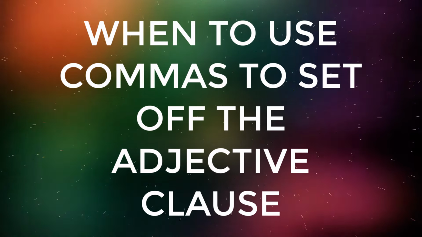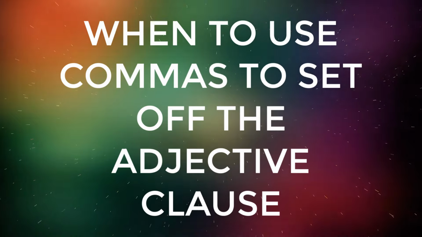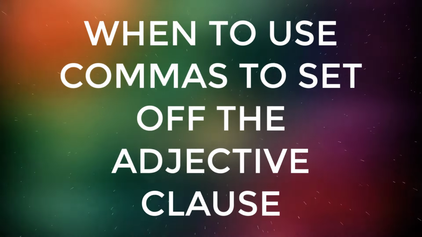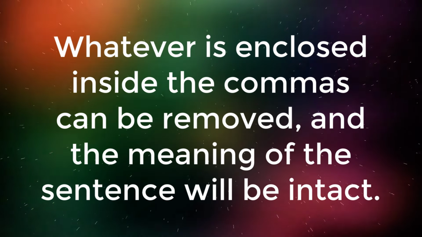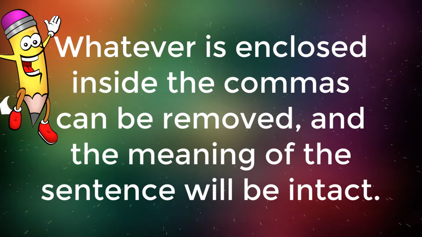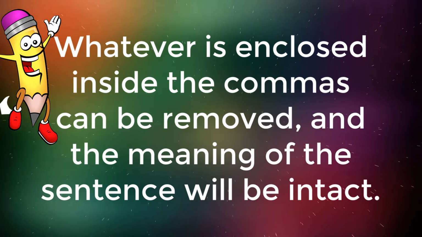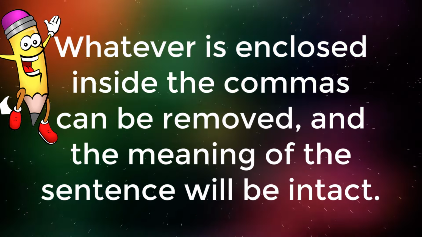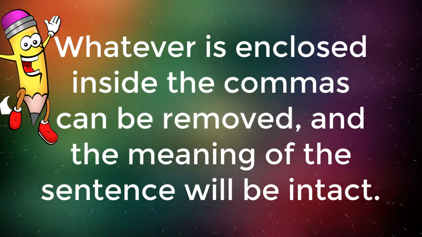Let's further explain how we use commas to set off the adjective clause. This is important to know because depending on the information provided by the clause, commas will be used to set off the clause. Let's start with the premise that whatever is enclosed inside the commas can be removed, and the meaning of the sentence, or more importantly, the noun or pronoun that the clause is modifying, will not be affected. If you know this, it'll be easier for you to determine if the adjective clause is necessary or essential to the sentence. And by the way, this only applies when the adjective clause is interrupting the sentence.